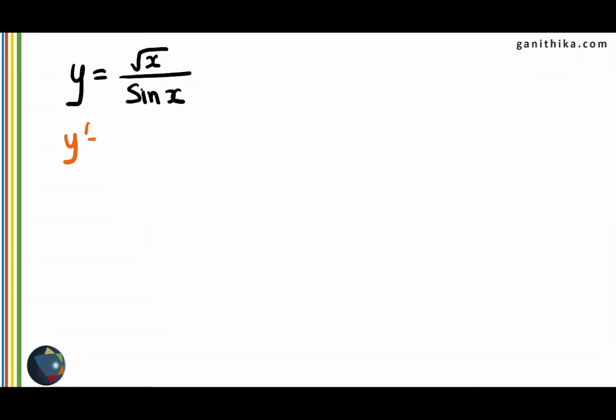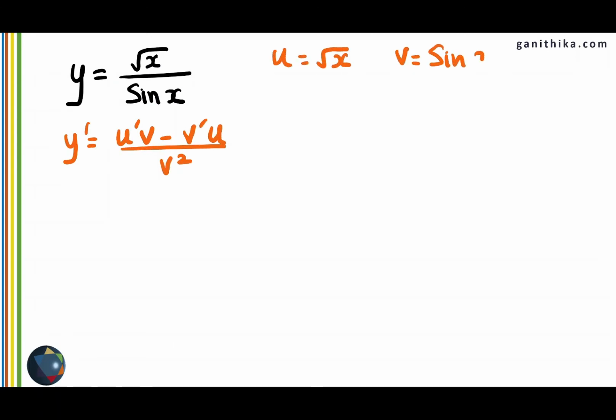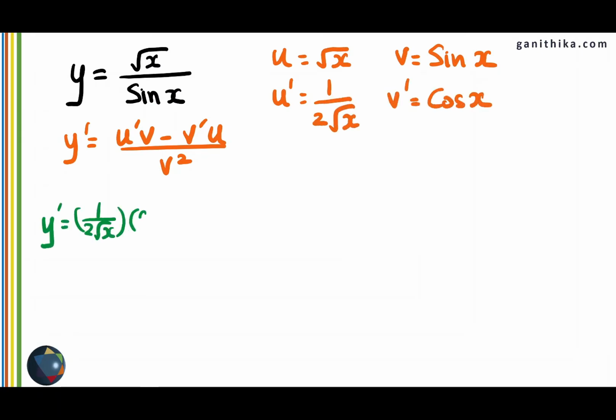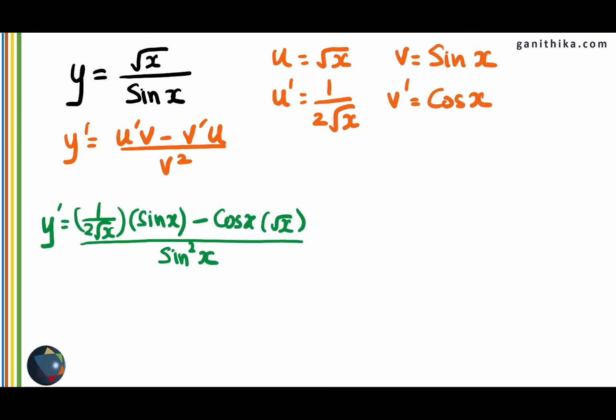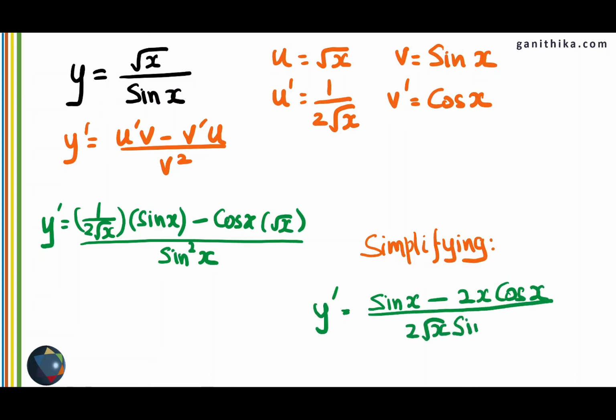So we have two functions, u is root x and v is sin x, and we will find the derivative of each of them and substitute in the formula. So remember, the denominator is v square, therefore it becomes sin square x. Simplifying this, we'll get an expression like this for the derivative of root x over sin x. One more example, sin x over 1 minus cos x.